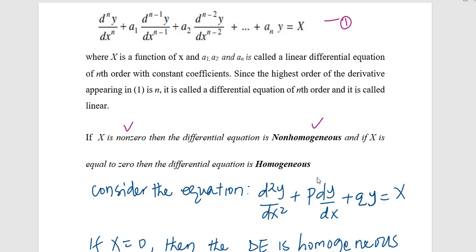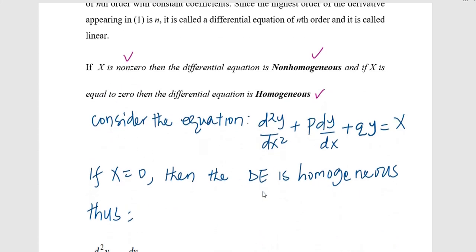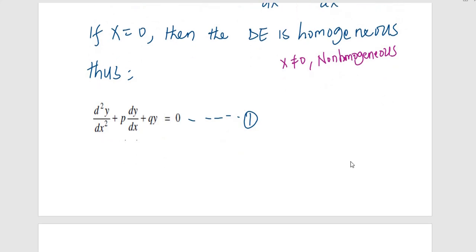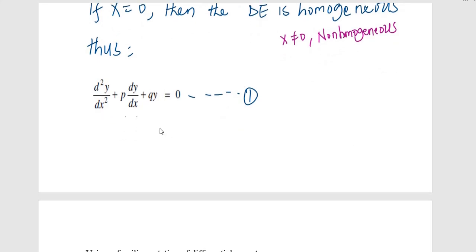And in this discussion, we are going to look at homogeneous differential equations of order 2. So let us consider the differential equation d^2y/dx^2 plus p dy/dx plus 2y is equal to X. We have said if X is equal to 0, then the differential equation is homogeneous. If X is not equal to 0, then it's non-homogeneous. Thus, if it is homogeneous, then d^2y/dx^2 plus p dy/dx plus 2y is equal to 0 is a linear second order differential equation that is homogeneous, because X, the function of x, is equal to 0.